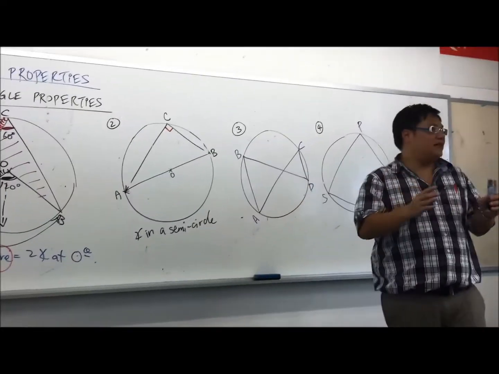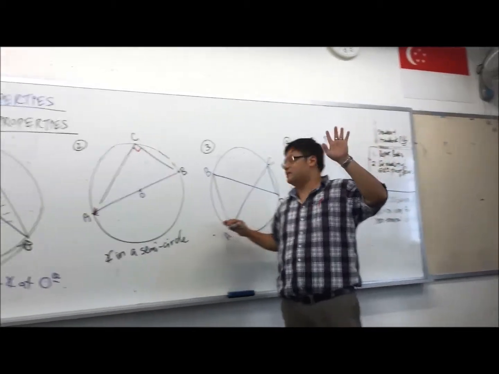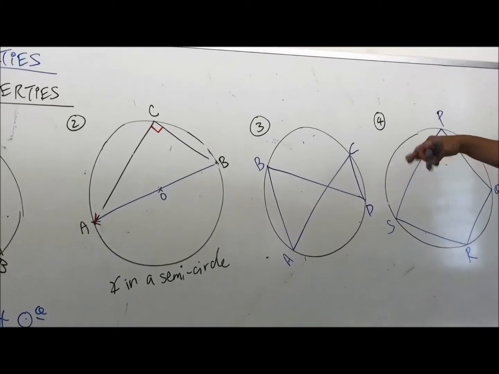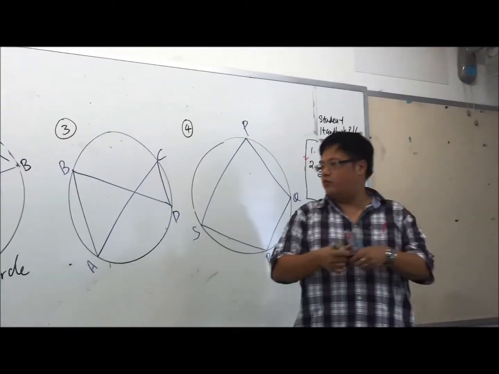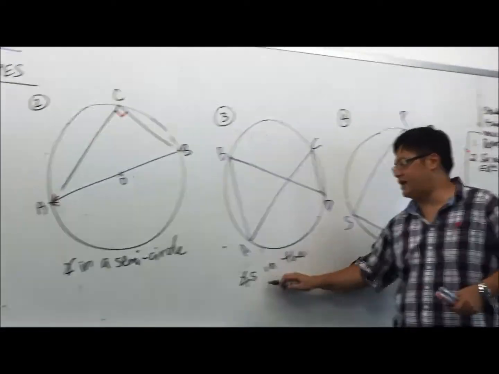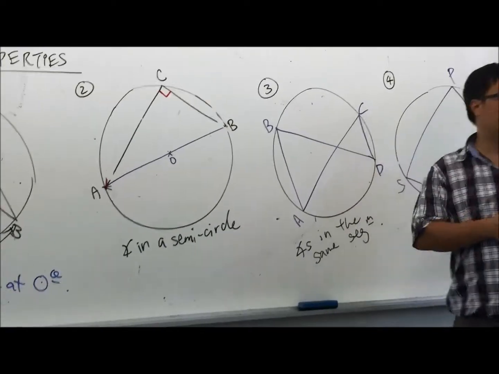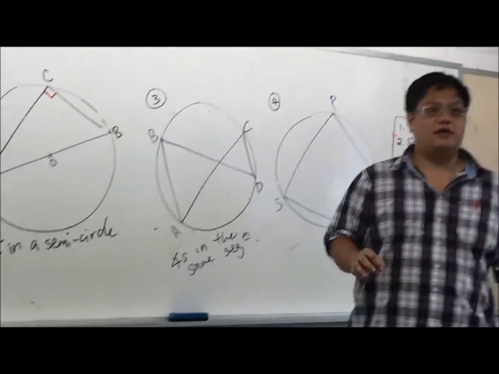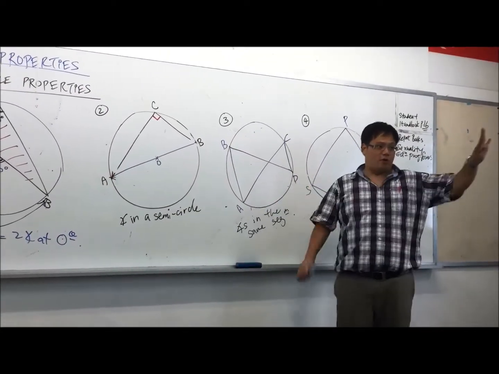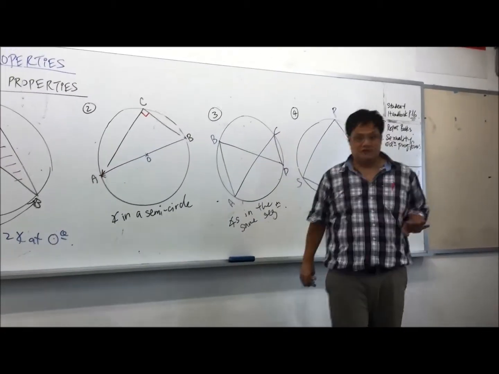Okay, the next property, the third property of the angle properties. Can somebody remember? Look at this shape on the board, A, B, C, D. The butterfly shape, right? So the butterfly shape reminds you of which property? Angles in the same segment. Very good. Over here, the key thing you must take note of is you must have how many points? 4 points. And all 4 points must be on the circumference of a circle.